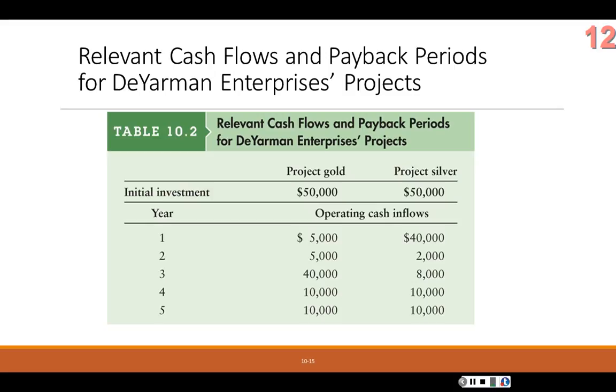The problem is that it's not giving any consideration to the timing of these cash flows. With Project Gold, you have to wait until the 3rd year to receive the $40,000. With Project Silver, you receive $40,000 right out of the gate. So it may make more sense to choose Project Silver over Project Gold, despite the payback period saying that the two projects are equal.